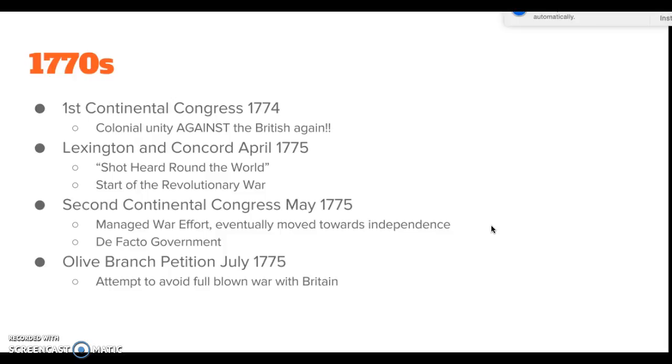The Olive Branch Petition, penned by Ben Franklin, was really an attempt to avoid full-blown war. Really, it was asking, hey, if you give us representation in Parliament as colonists, we will stop this rebellion and we will be under your control. But King George decided to go against this because he didn't think that the colonists were worth having in Parliament because they were considered second-class citizens since they were born here.